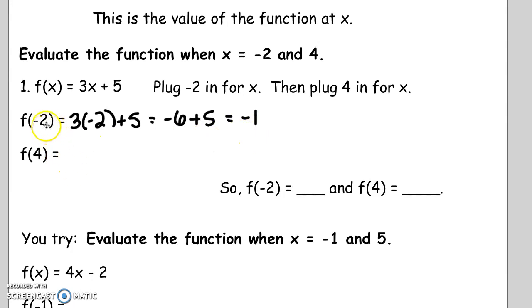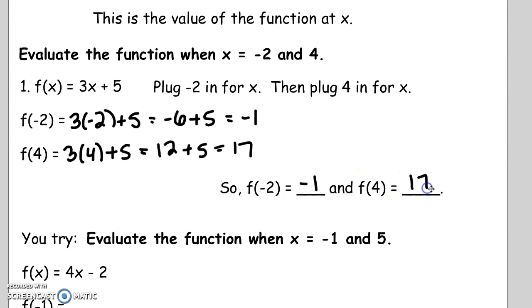Do it again. We're going to try it with f of 4. So at f of 4, we plug in 4 for x. So 3 times 4 plus 5 is equal to 12 plus 5, which is 17. So what this means is that f of negative 2 is equal to negative 1. f of 4 is equal to 17. Now this notation allows us to evaluate when x is whatever we want it to be. And it's just like we've done before, but it's just a new notation.